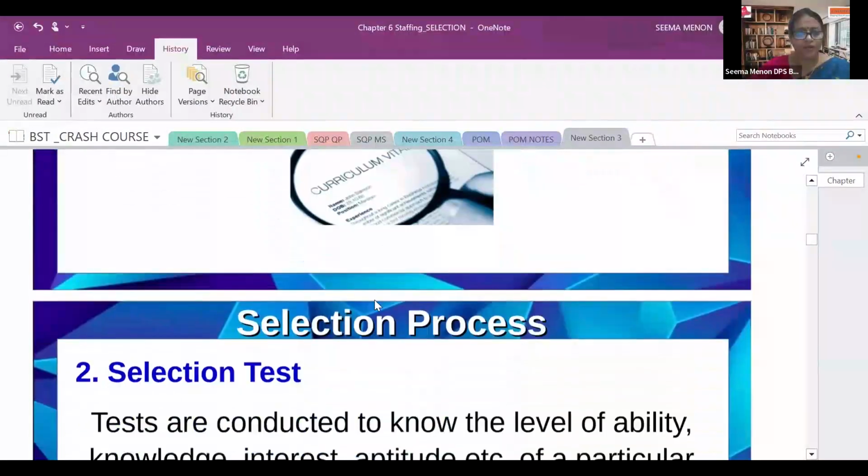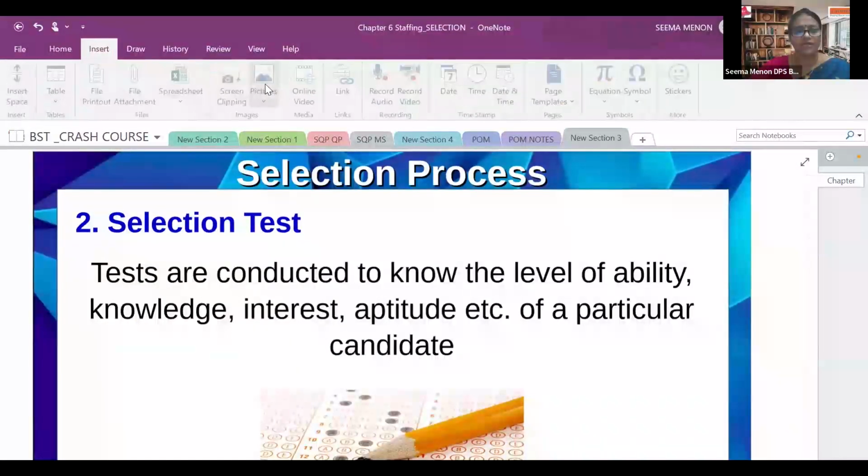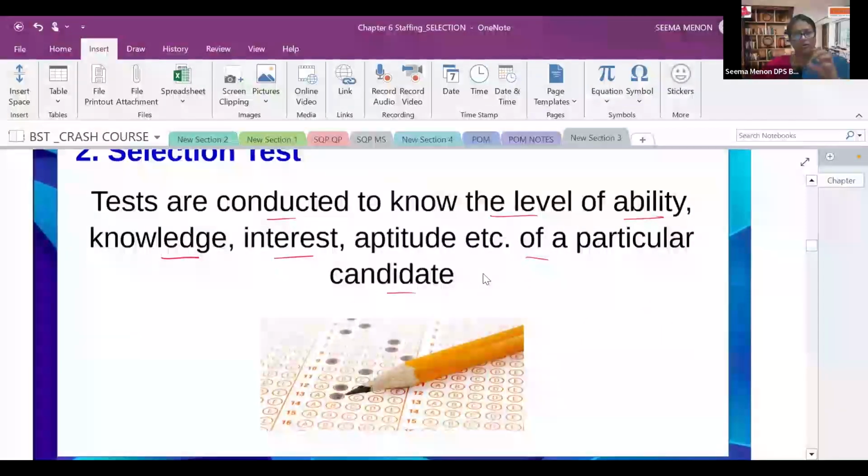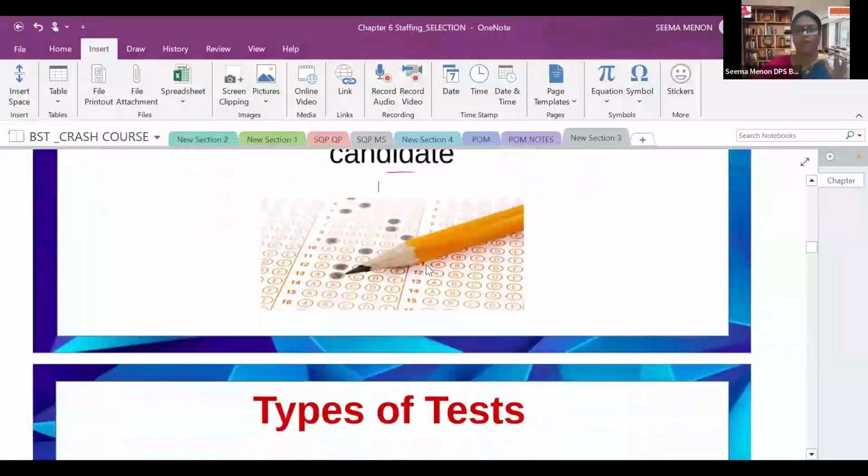Now coming to the second point, selection test. What do you mean by selection test? Tests are conducted. So we have segregated, filtered, and eliminated the underqualified people. Now a test will be conducted to know the level of ability of our applicants: their knowledge, their interest, their aptitude, etc. To know the level of ability, the knowledge level, whether they are interested to do the job or not, and aptitude to learn new things.